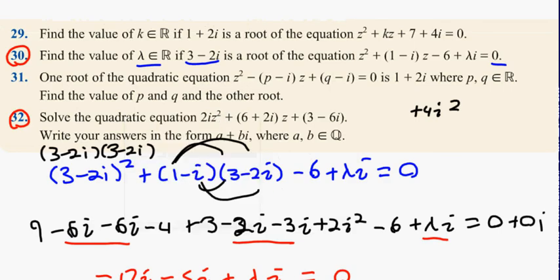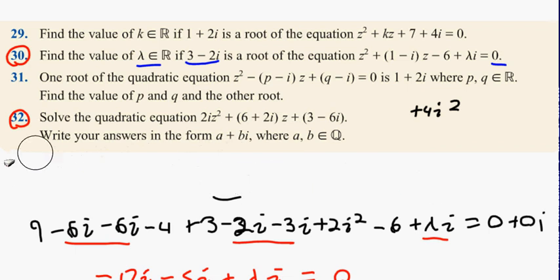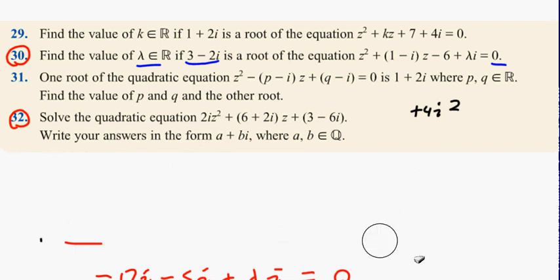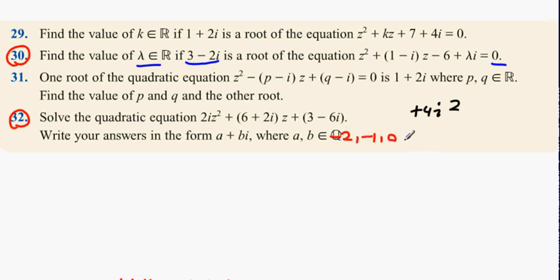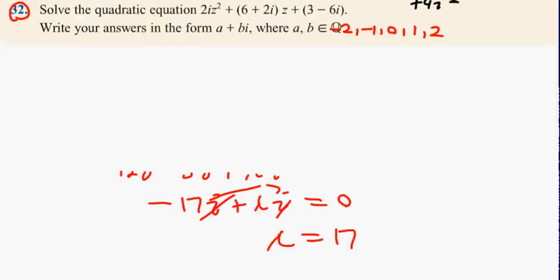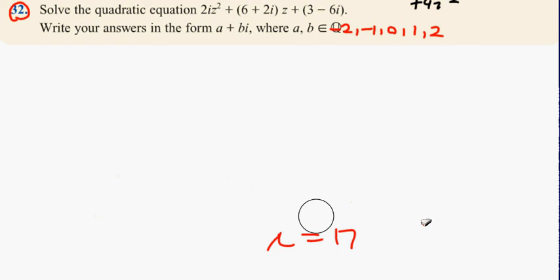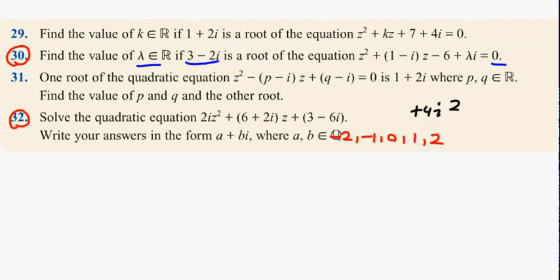Okay, so then finally the last question, question 32. Solve this equation. Write your answers in the form a plus bi, where a, b is an element of Q. Remember, element of Q means rational numbers, positive or negative. So it's a very simple question. Even if you didn't understand that part, you just have to solve the quadratic equation.